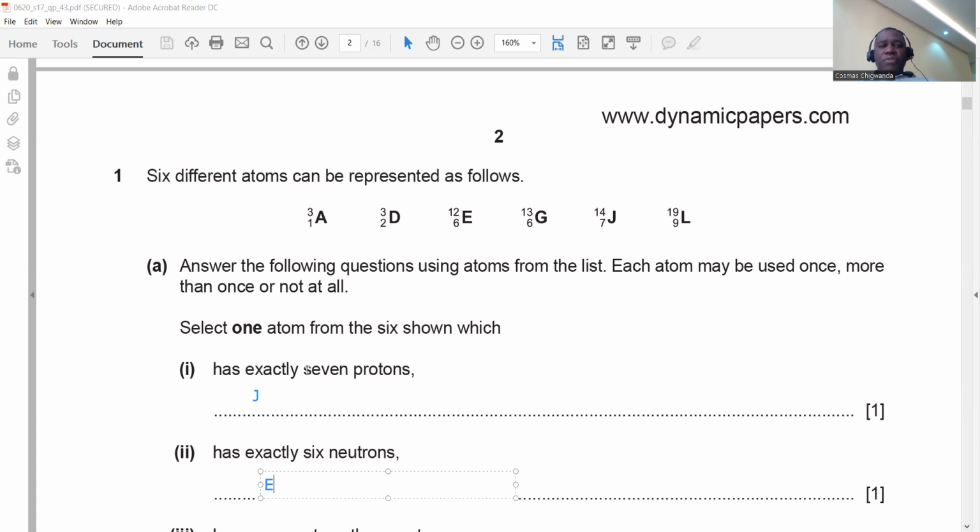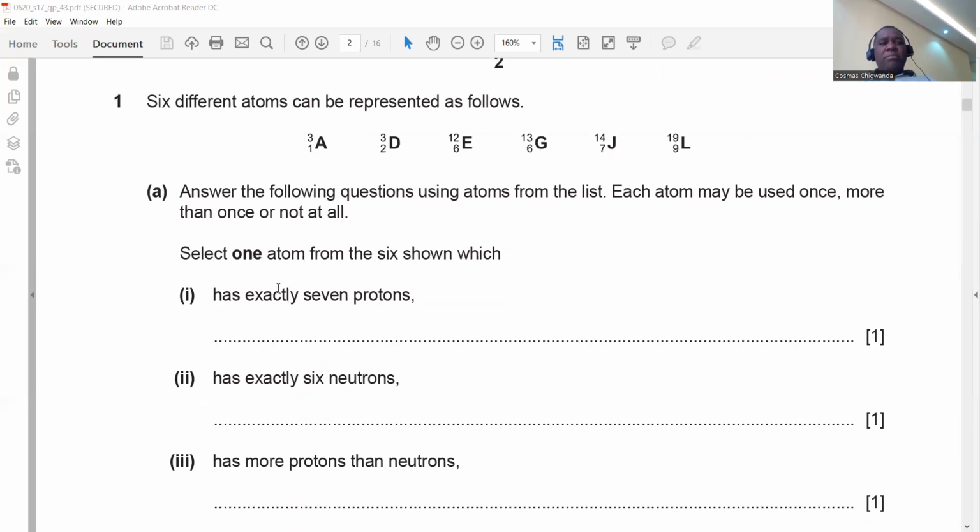Okay, right, so if we move on to the next question here, which is actually saying has more protons than neutrons. So I have to analyze how many protons I have throughout, and then when I subtract, I look at how many neutrons I have. For instance, if you look at A, 3 minus 1, you're going to get 2. Right, and you're going to have 2 neutrons. So this one actually has more neutrons than protons. Our question here is has more protons than neutrons.